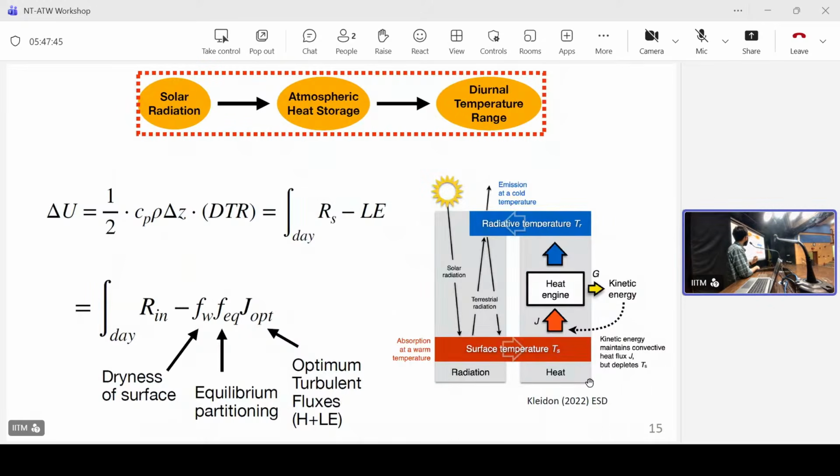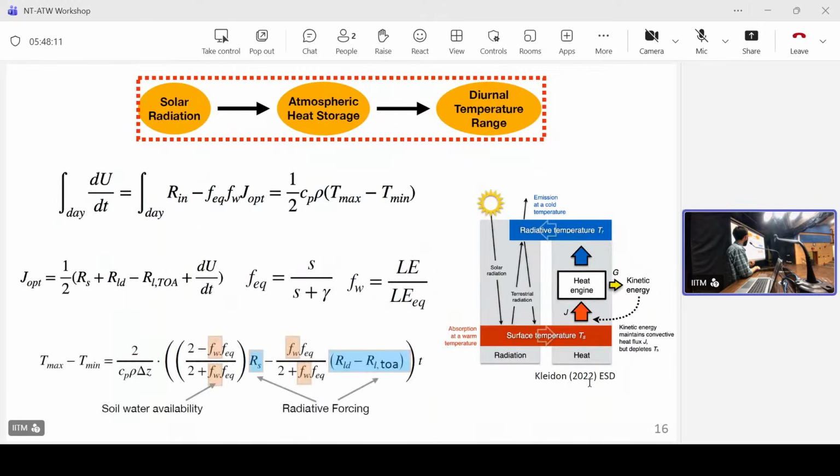So we can use this little theory here, and we can then do equilibrium partitioning. That's why I revised those concepts here. This here is a measure of how much sensible and latent heat flux together we have from the heat engine. We can then perform equilibrium partitioning on it and multiply it with that dryness factor, and we can essentially have an analytical solution for it, which would look something like this. And we now have an analytical expression for diurnal temperature range, which takes into account the radiative forcing of the Earth's surface, but also the surface properties, for example, dryness.